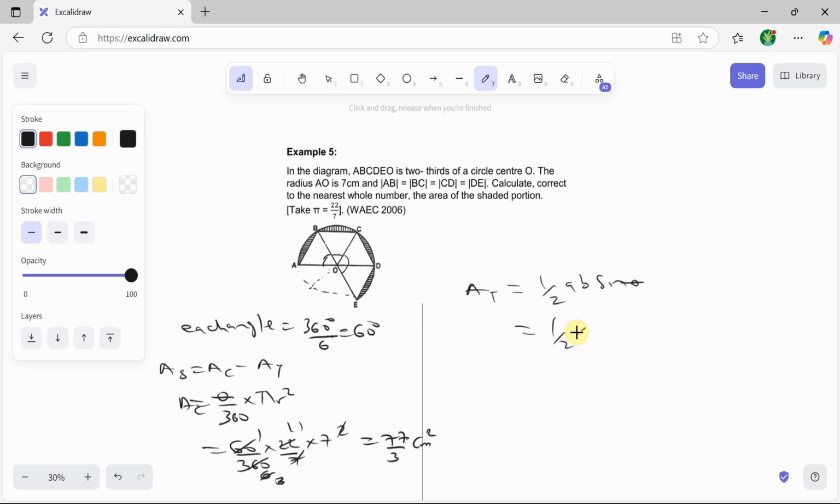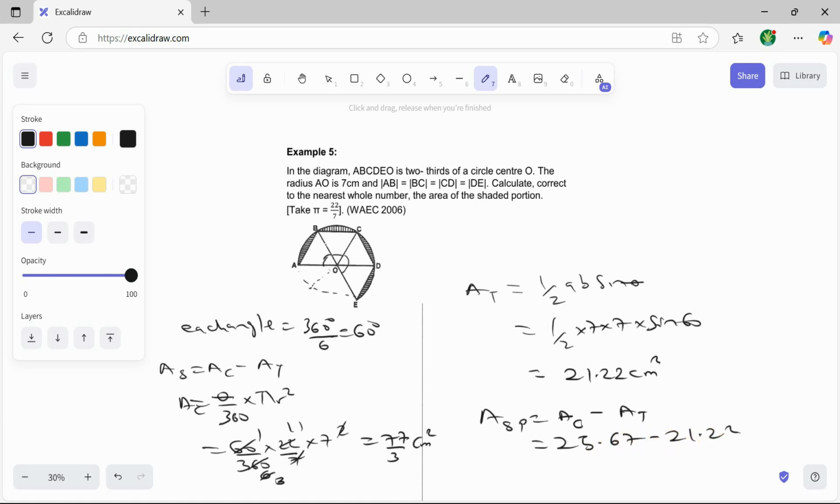So this is half times the radius, that is 7 times 7 times sine 60. So that would be 7 times 7 times sine 60 divided by 2, and that is 21.22 centimeters squared. So the total area of the shaded portion, which is area of the sector minus area of the triangle, would be 77 divided by 3, that is 25.67 minus 21.22.